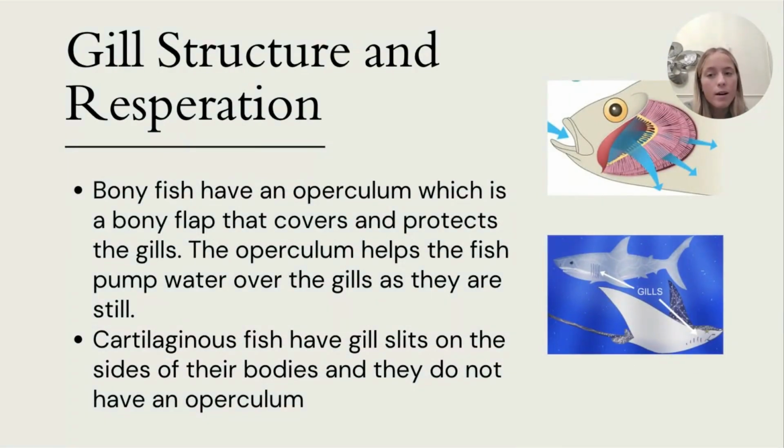Gill structure and respiration. Bony fish have an opercular column, which is a bony flap that covers and protects the gills. The opercular column helps the fish pump water over the gills as they are still. Cartilaginous fish have gill slits on the sides of their bodies, and they do not have an opercular column.